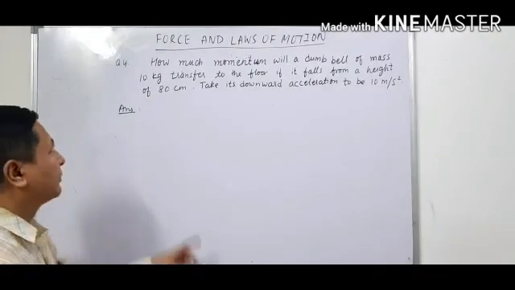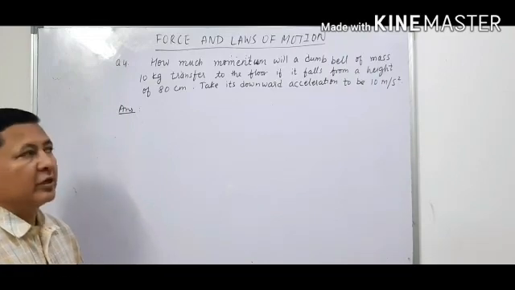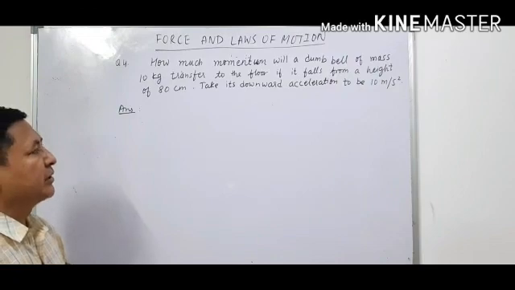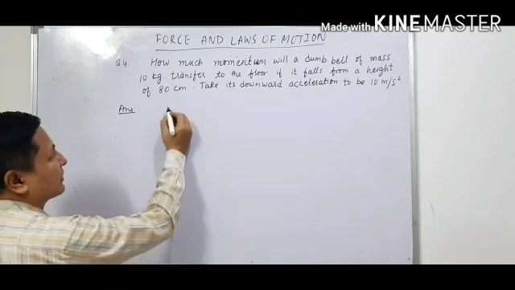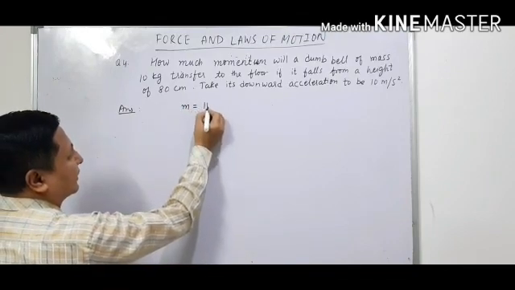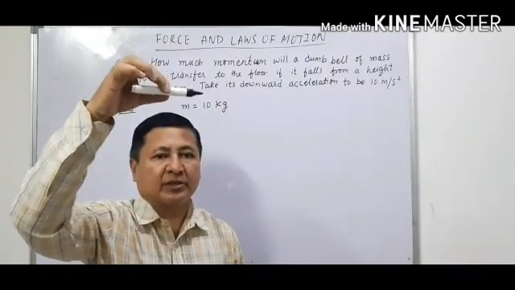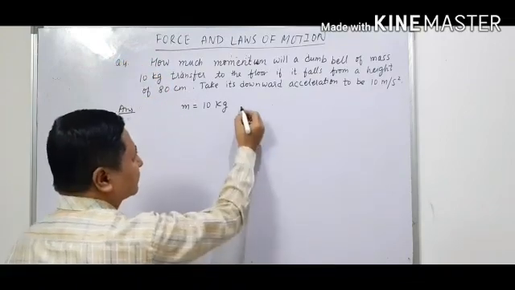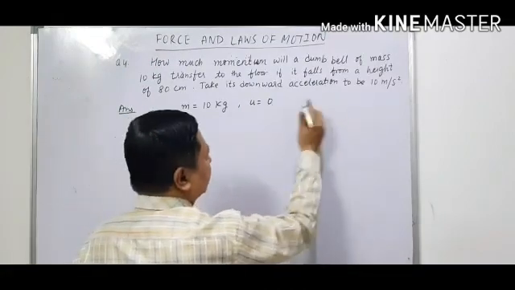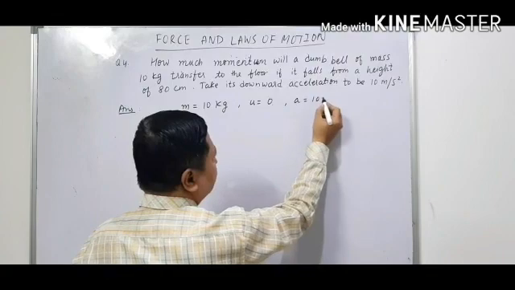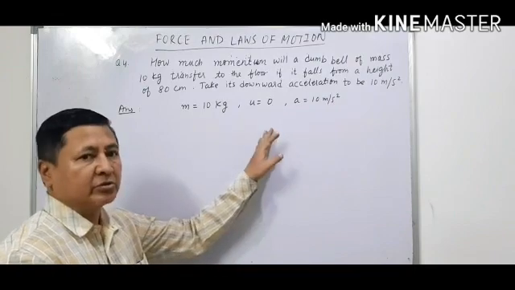Solve question number 4: how much momentum will a dumbbell of mass 10 kg transfer to the floor if it falls from a height of 80 cm, taking its downward acceleration to be 10 meter per second square. Now let us see what is given in the question. Mass is given, 10 kg. If we drop an object, it will have initial velocity 0. And it is given that acceleration is 10 meter per second square when it is falling downward. This is also known as acceleration due to gravity.